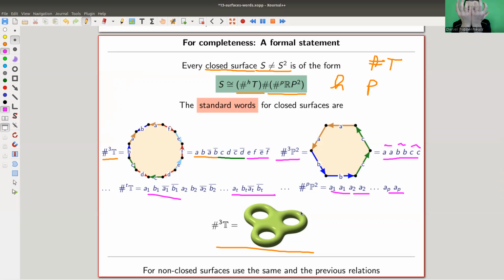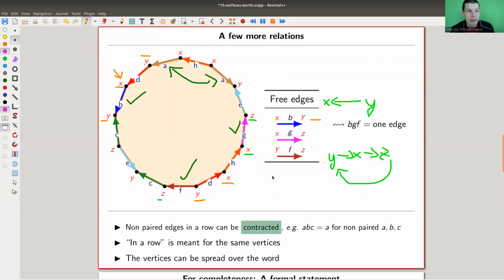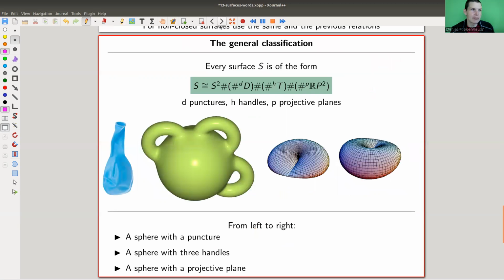And then you just paste them together and you get a bigger surface, and just count the number of those guys, that's H, and count the number of those guys, that's P. And every closed surface, which is not a sphere, is of this form. The general statement then needs to take punctures into account. And here's a general statement. So every surface is of the following form. You have a certain number of punctures, which I call, for historical reasons, actually I don't really know why, D, and a certain number of handles and a certain number of projective planes, and they're all hashed together.